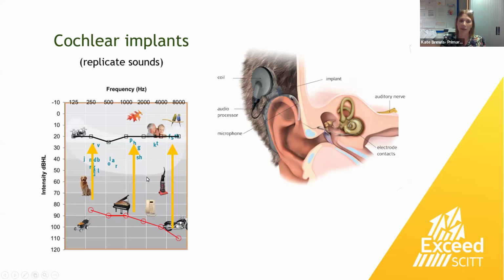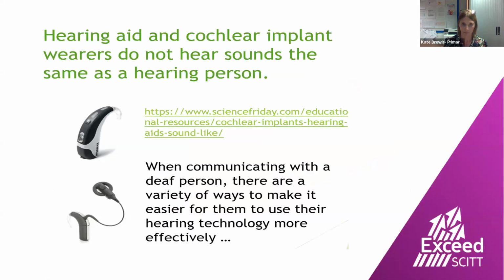But the same here in terms of if you are cochlear implanted, the sounds that you would be able to hear within the range when you've got a cochlear implant, because like it says there, cochlear implants replicate sounds, whereas hearing aids amplify sounds. So there's a slight difference there.